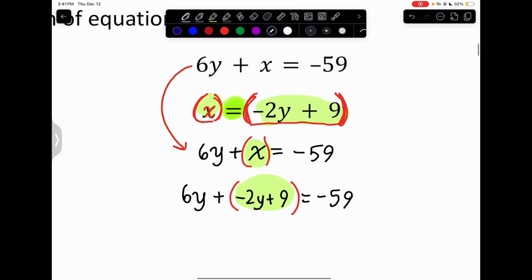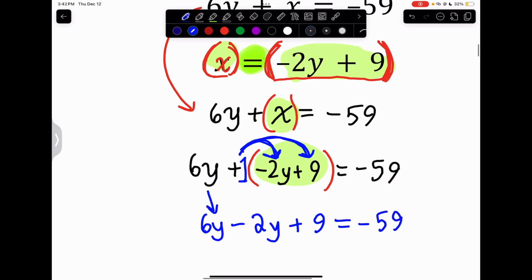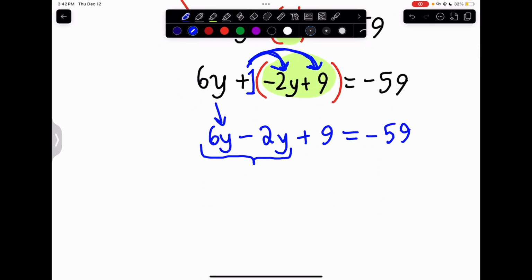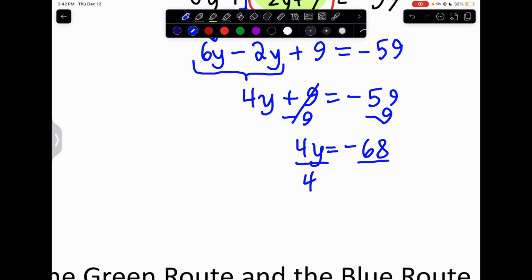Okay, so now let's solve this for y. Technically we're distributing a positive 1 right here. So I've got my 6y just hanging out for later. Then I get negative 2y and then plus 9 equals negative 59. Since these are already on the same side, I'm just combining my like terms. So I get positive 4y plus 9 equals negative 59. I take away 9 from both sides. 4y equals negative 68. I divide by 4, and I get negative 17.